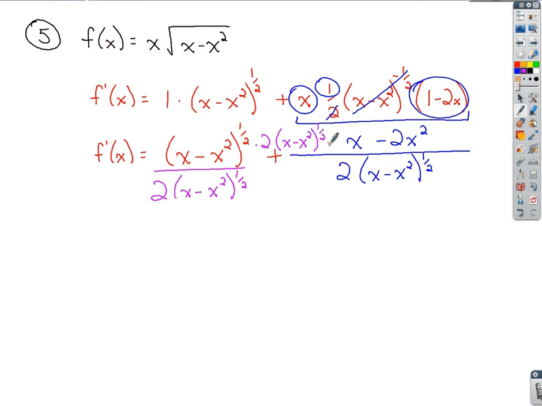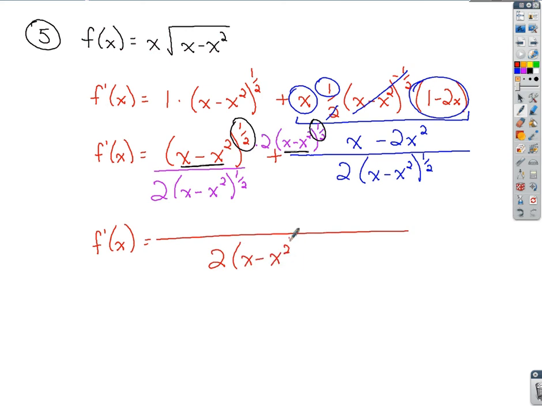We've got some like bases. So that should be one thing that stands out. But the other thing that stands out is if we put those like bases together and we add their exponents, well, adding those exponents of fractions will come out to be a nice whole number. That leads us down to the next step here, where we're trying to put all this together over the common denominator of 2 times the quantity x minus x squared raised to the 1/2.